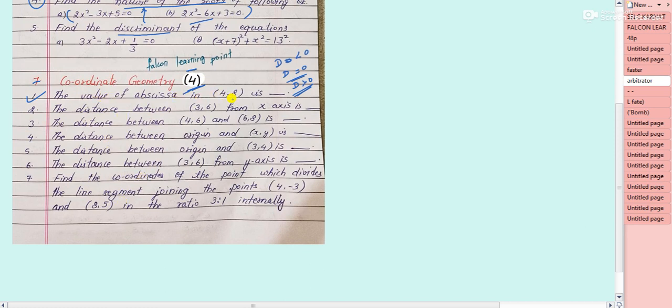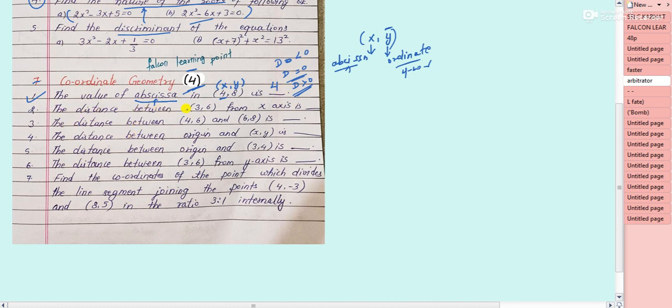The value of abscissa in (4, 8) is dash. So when we write x comma y, the x is called abscissa, remember this, and the y is simply called the ordinate. This is called abscissa or x coordinate, and this y is called ordinate or y coordinate. So remember them. Here we always write first x and the next is y. So what is x here? 4. So abscissa is 4. Answer is 4. Remember this.